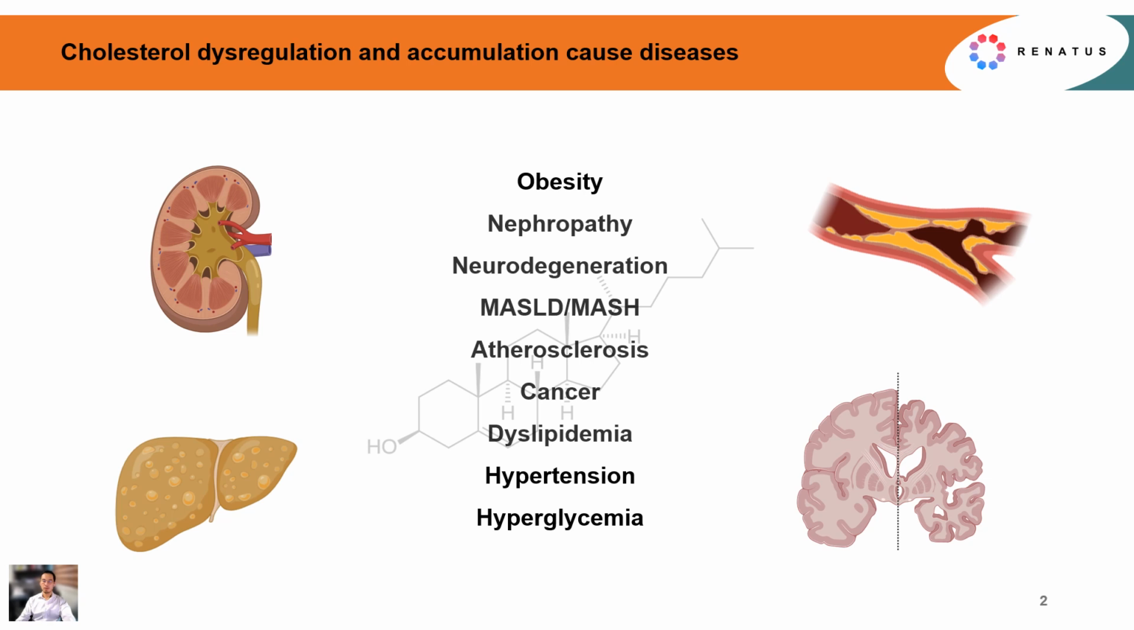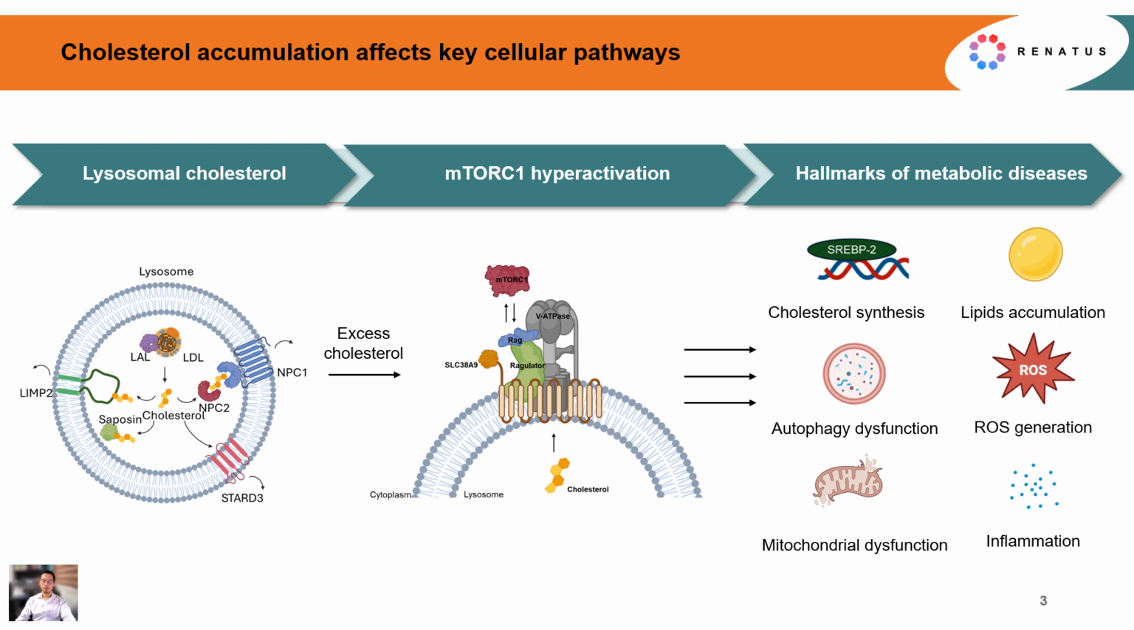Dysregulated cholesterol homeostasis and excess cholesterol accumulation are commonly observed in many age-related and metabolic diseases, including obesity, chronic kidney disease, neurodegenerative diseases, MASH, and atherosclerosis. The accumulation of cholesterol in various cellular compartments, particularly in lysosomes, plays a crucial role in the pathophysiology of many diseases. As a central hub for cholesterol trafficking, lysosomes are essential for maintaining cellular cholesterol homeostasis.